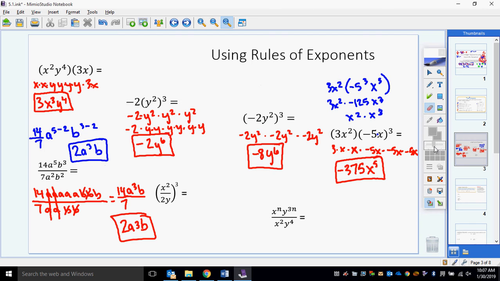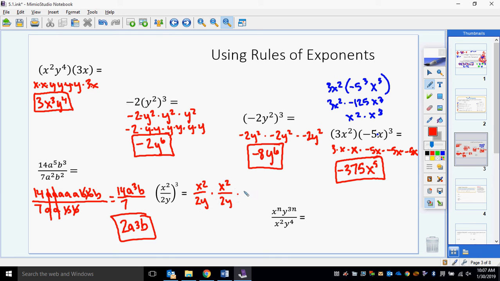All right, let's go to the next one. X squared over 2y cubed. So let's talk about what it means to write it out the long way. X squared over 2y cubed, which means I need it 3 times. Cubed means times itself 3 times. So in the top, I have x squared times x squared times x squared. That means x times x times x times x times x times x. That's 6 x's. I have 2 times 2 times 2, which is 8. Y times y times y, which is y cubed.